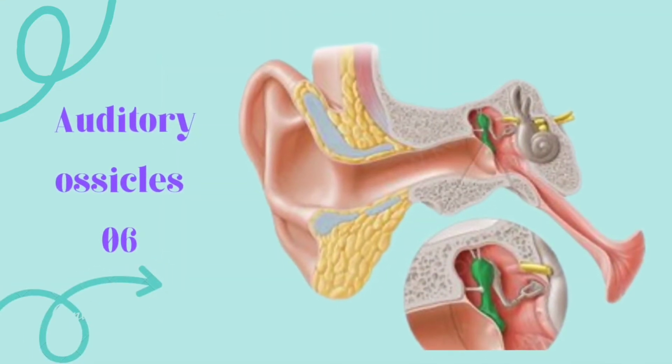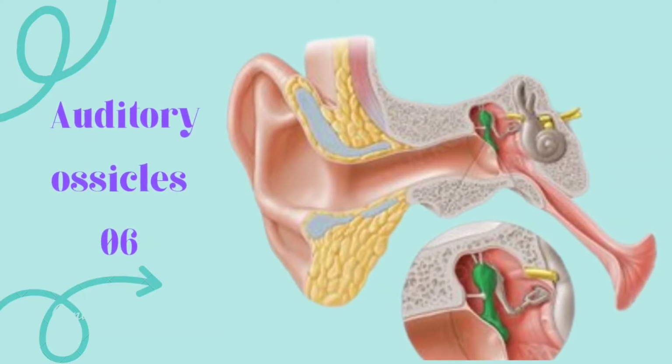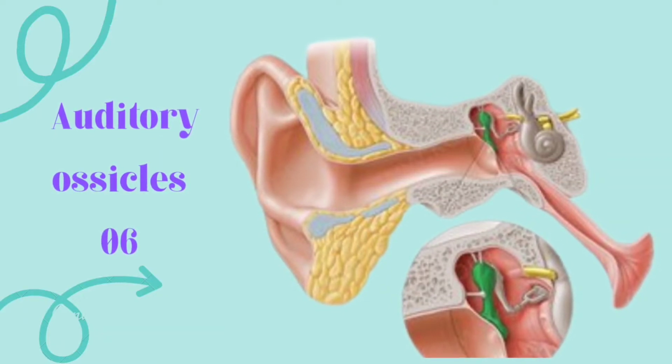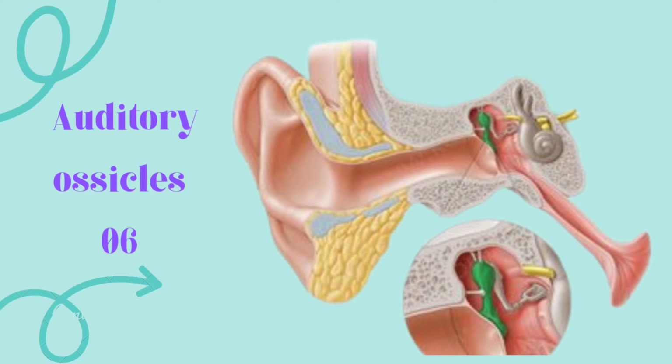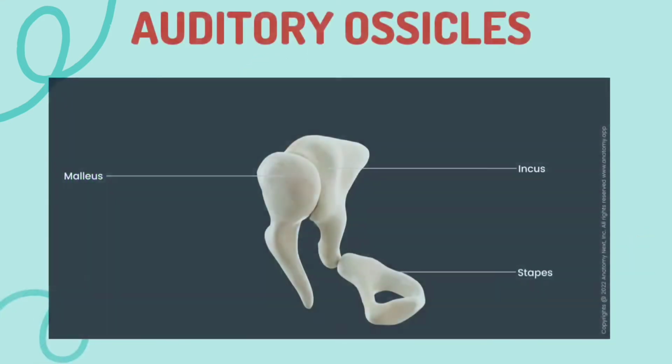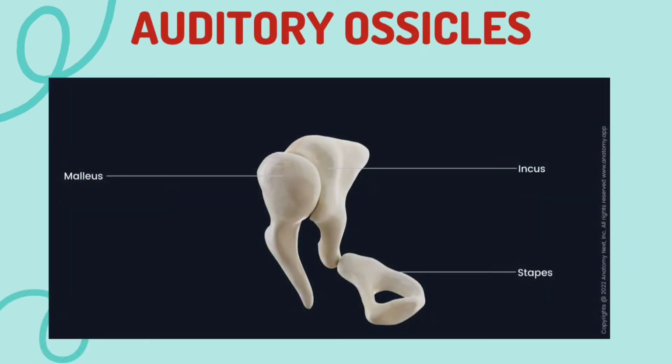The auditory ossicles. So there are mainly 6 auditory ossicles and they are located in a cavity within the temporal bone. In the middle ear mainly they contain these 3 tiny ear bones. So these are called the auditory ossicles. So you can see in the next picture, there are mainly 3 bones.